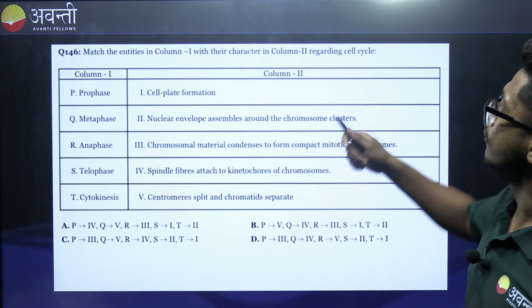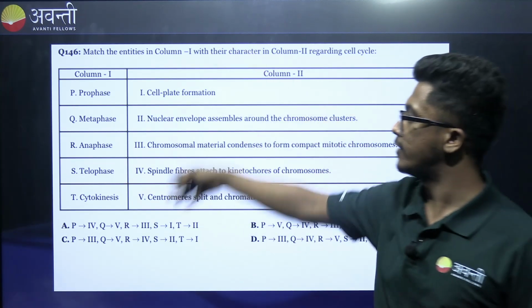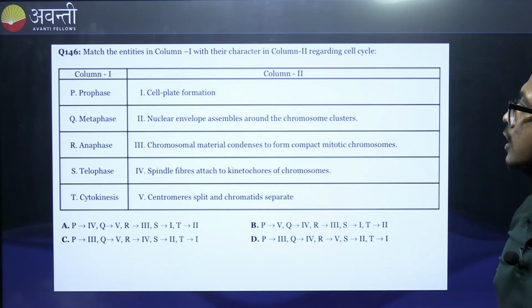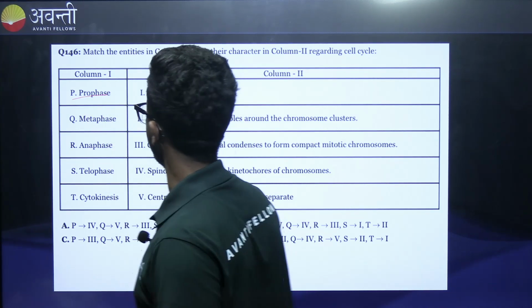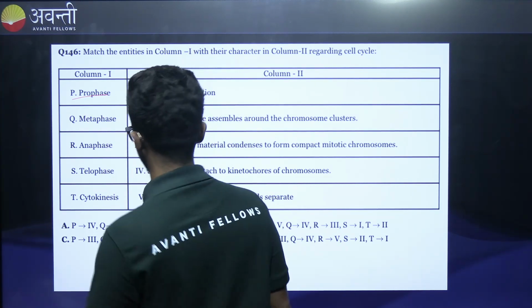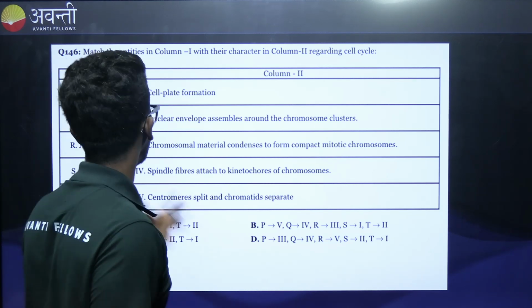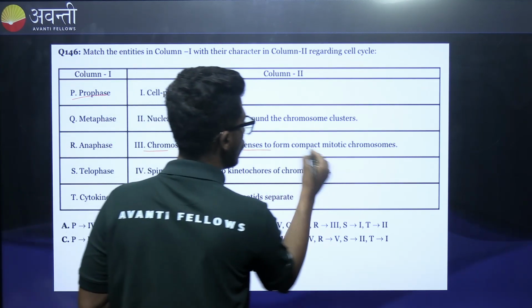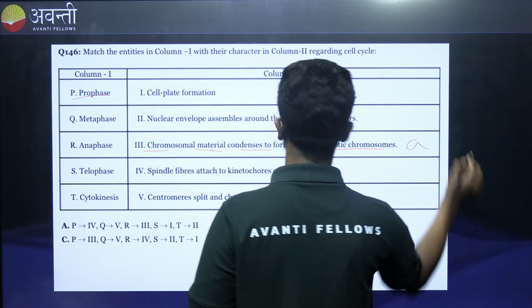Question 146. Match the following column 1 with column 2. So we have column 1 with the cell division phases with respect to mitosis, and then you have column 2. So let's look at it, guys. First one is prophase, metaphase, anaphase, telophase, and cytokinesis. What is prophase? According to the given question, the prophase is the first phase where the chromosomal material condenses to form compact mitotic chromosomes. So that is why I put it as A.